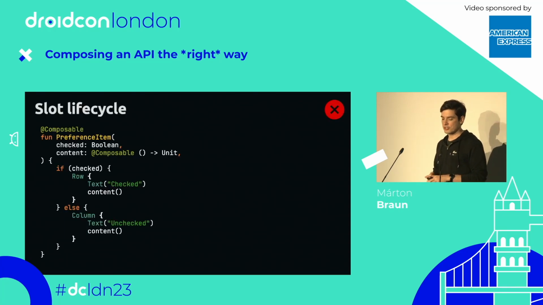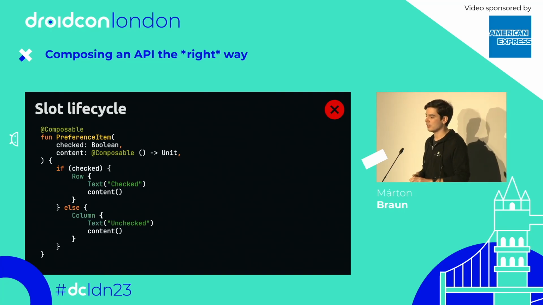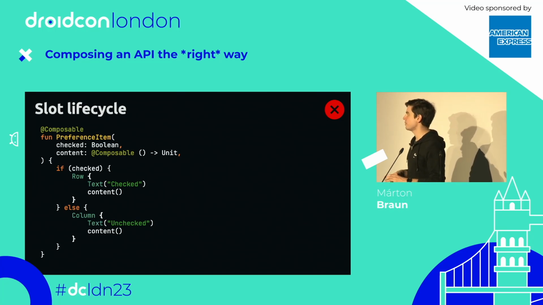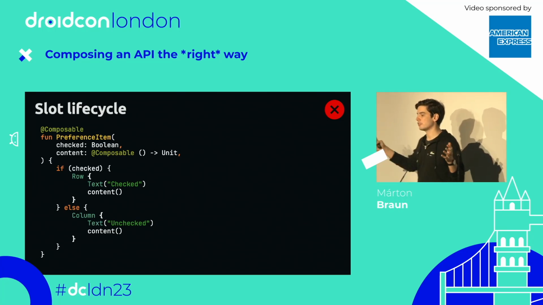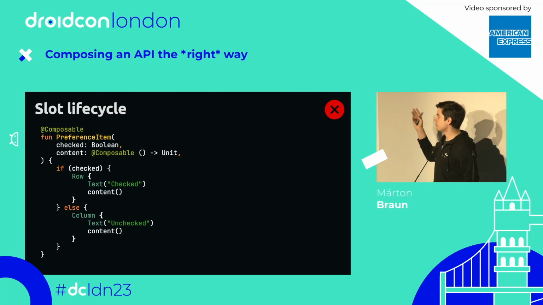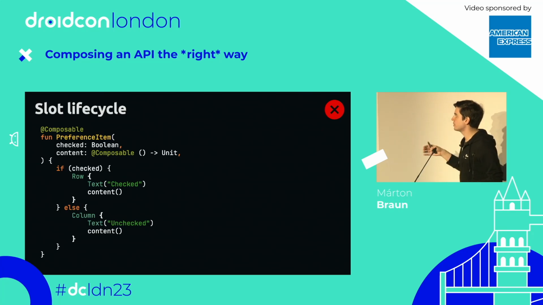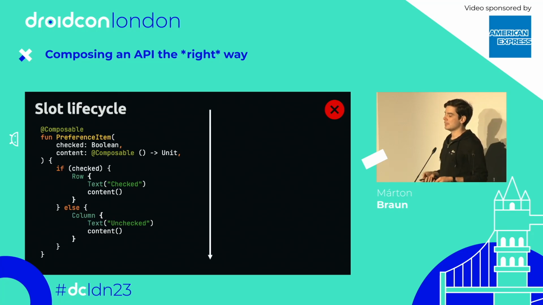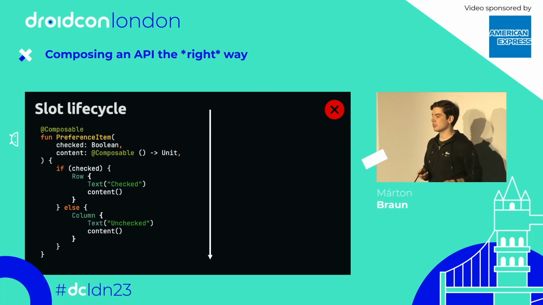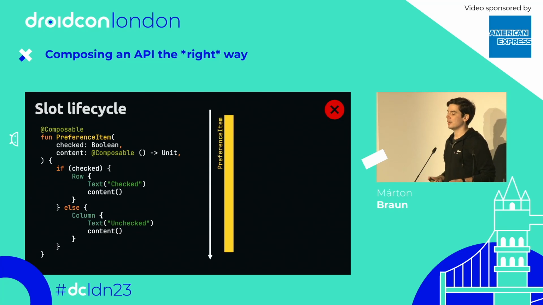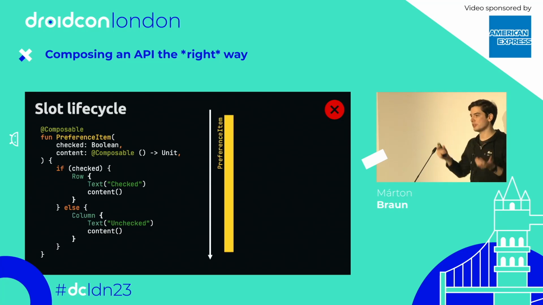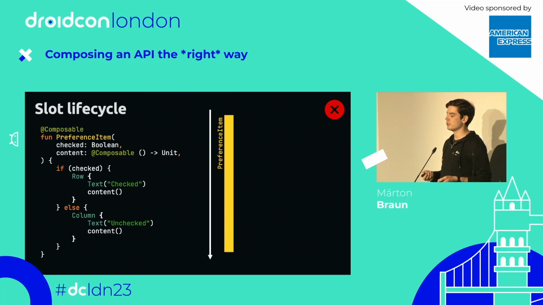An interesting consideration that you can make around using slot APIs is the lifecycle of the slot that is provided. So here again, I have a component which, depending on some parameter, arranges itself either into a row or into a column. And in both of those layouts, it uses the slot parameter, that composable function that it took as a parameter. And as time goes on, from the top to the bottom of the slide, this preference item, the host component, starts existing at some point, and it is part of the composition for a while.